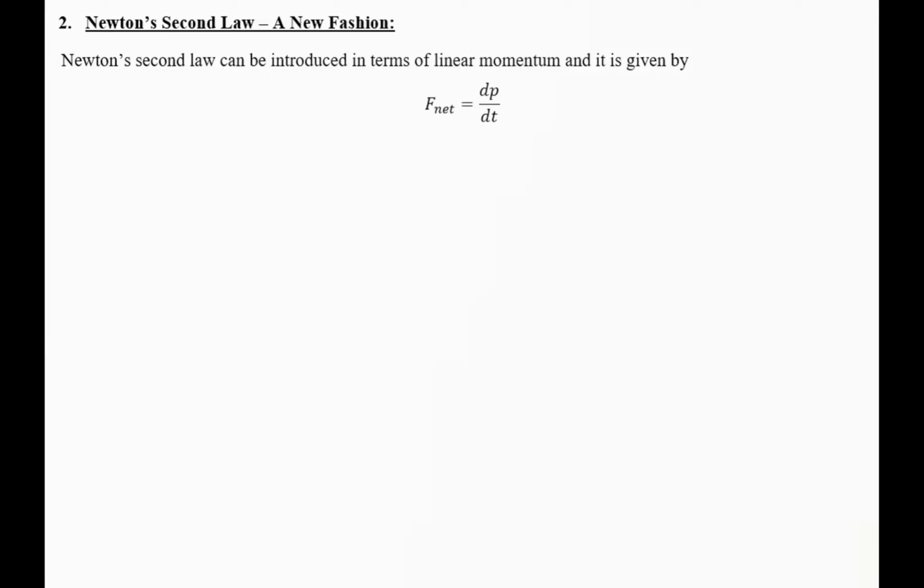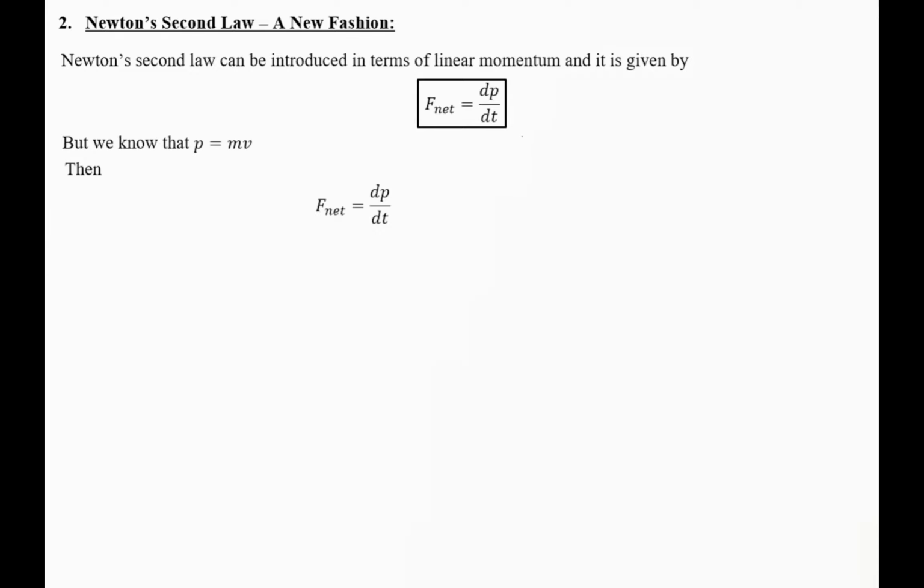Now moving on to section 2, Newton's second law, that we have already studied in unit 2, but now in a new fashion. Newton's second law can be introduced in terms of linear momentum, and it's given by F net is equal to dp by dt. Now here you can utilize this in two different ways: either the derivative of the momentum with respect to time, or the variation of momentum over the variation of time. But we know that p is mv, then we can replace p by mv.